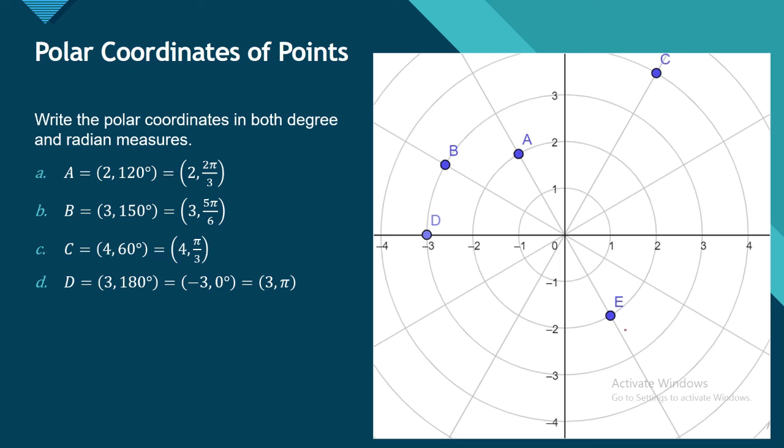How about point E? So point E lies in the circle whose radius is 2 and the angle measure is 300 degrees. In radian measure, that is 5 pi over 3. So this is pi over 3, 2 pi over 3, 3 pi over 3, 4 pi over 3, and that one is going to be 5 pi over 3.